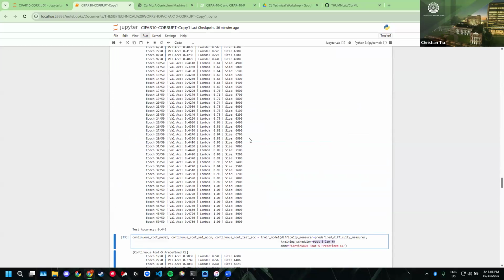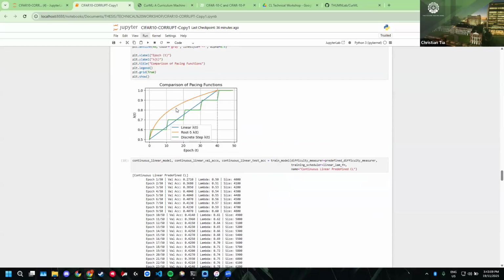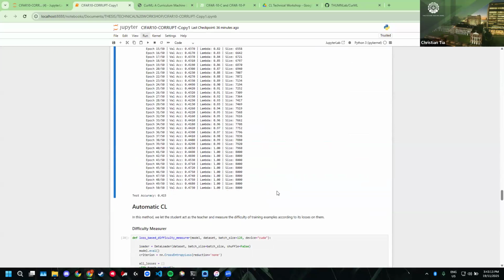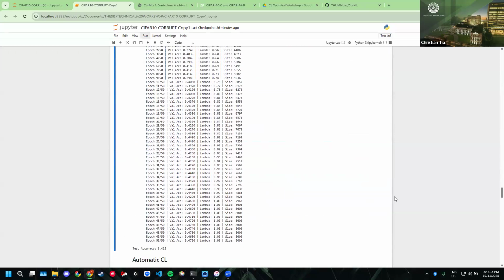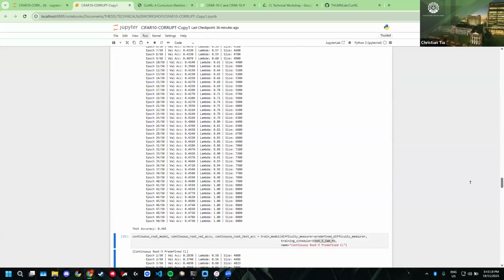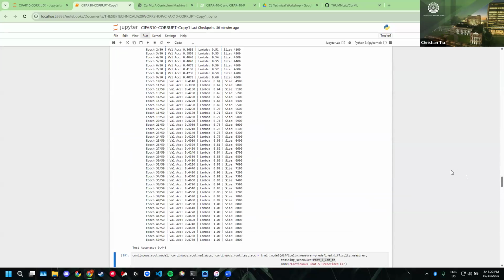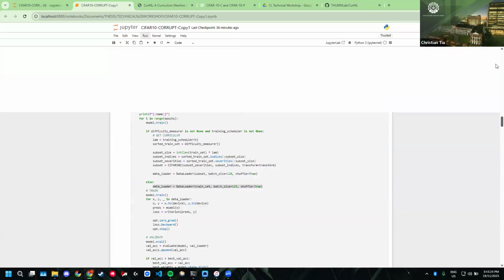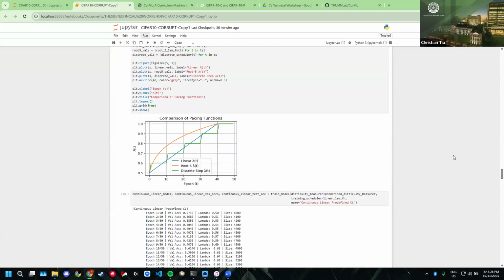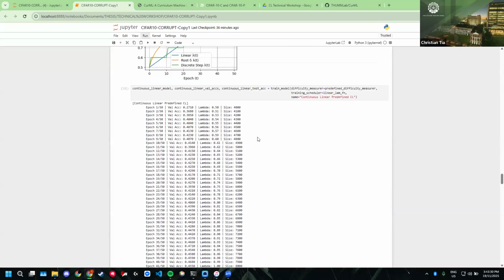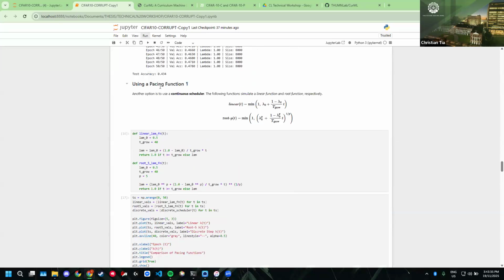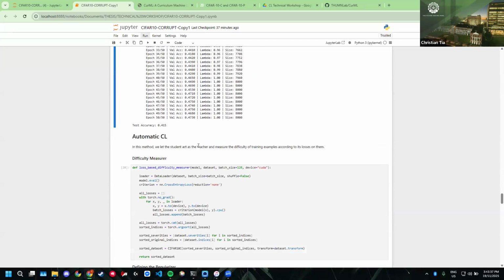Now we're using that root function, shown by this orange line, and performance actually got worse. So this really shows the difficulty with predefined CL, since you do have to have expert knowledge of the data set. Right now we're just using the severity levels of the data set, and it seems that that doesn't work that well for this specific data set using predefined CL.